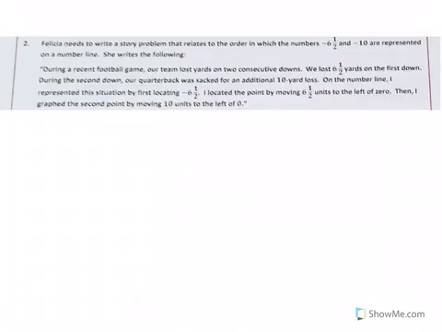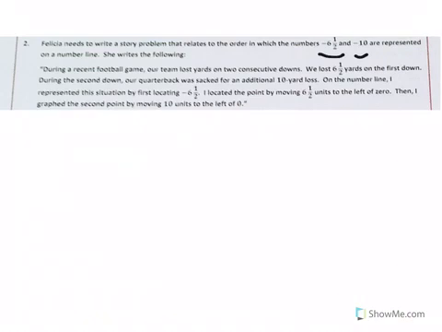This one's a little hard to read, so I'll read it for you. Felicia needs to write a story problem that relates to the order in which the numbers negative 6.5 and negative 10 are represented on a number line. She writes the following. During a recent football game, our team lost yards on 2 consecutive downs. We lost 6.5 yards on the first down. During the second down, our quarterback was sacked for an additional 10-yard loss. On the number line, I represented this situation by first locating negative 6.5. I located the point by moving 6.5 units to the left of 0. Then I graphed the second point by moving 10 units to the left of 0.